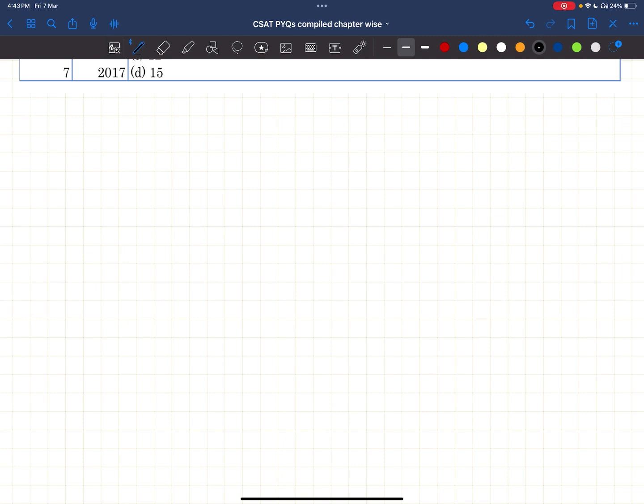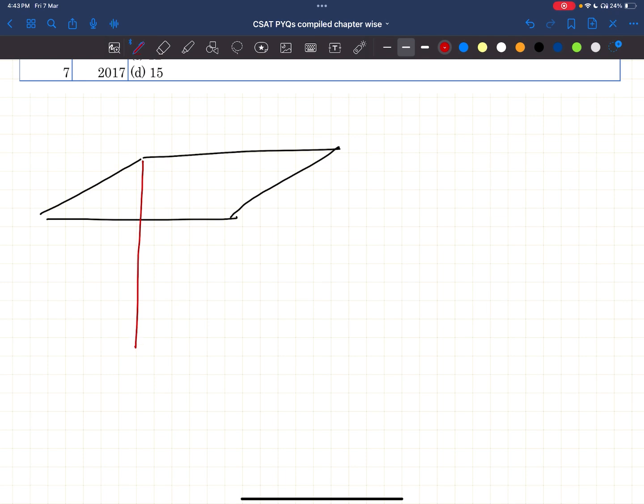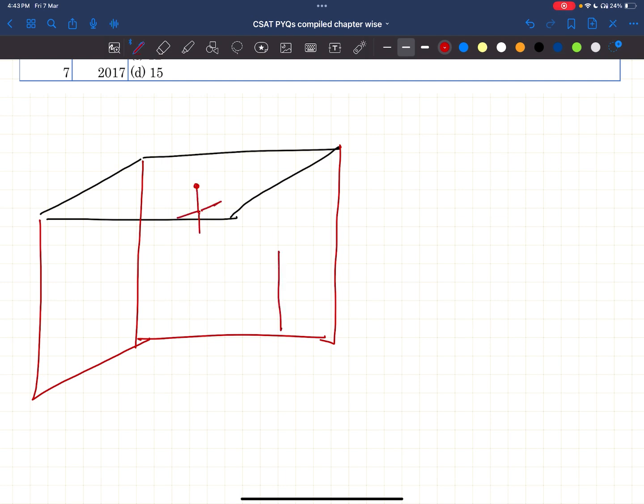See. Let this be the ceiling. Now, these are the walls of the room. Here there is a fan. Let's assume this is a door and this is a window. Now see, what is it telling? P is a corner of the room, where the ceiling is touching the two walls.